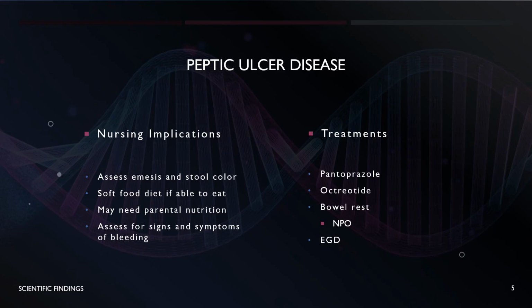And again, watch these patients for signs and symptoms of bleeding or that perforation. With perforation, we're going to see increased abdominal pain, intense abdominal pain, and maybe signs of peritonitis, so a rigid abdomen, fever, flu-like symptoms.